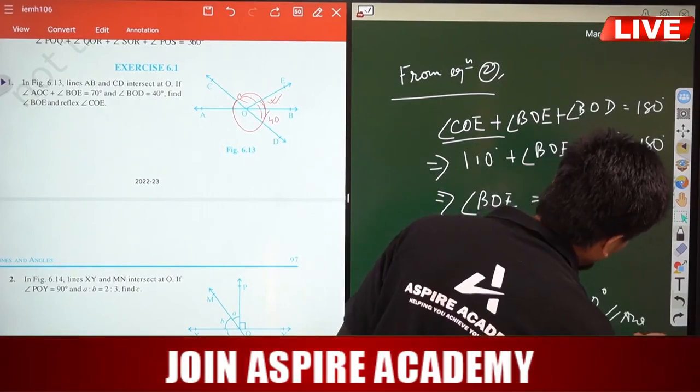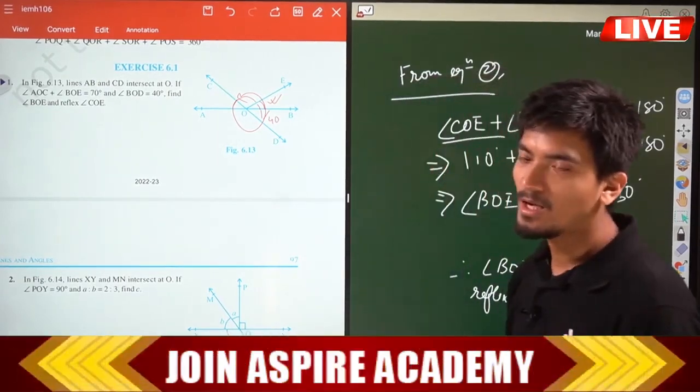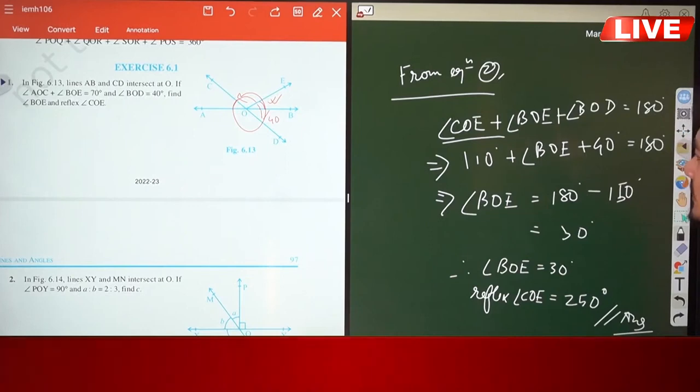So therefore, angle BOE equals 30 degrees and reflex angle COE equals 250 degrees. Hence, this is the required answer. Okay, this is how you can find the required answer.